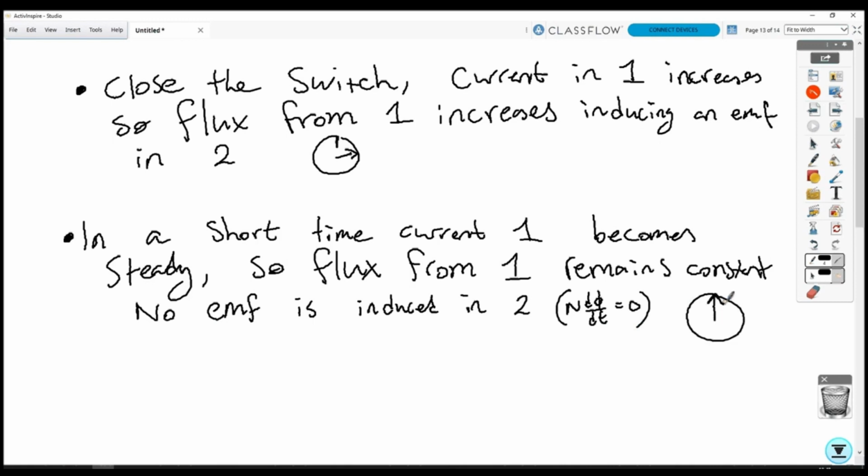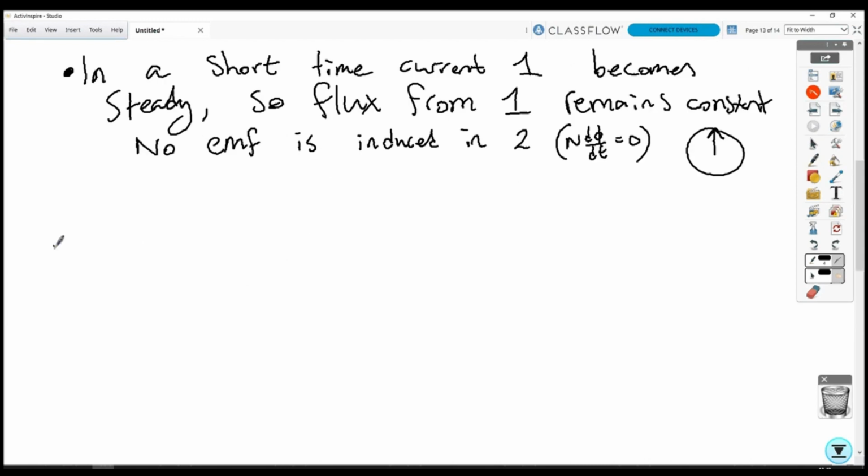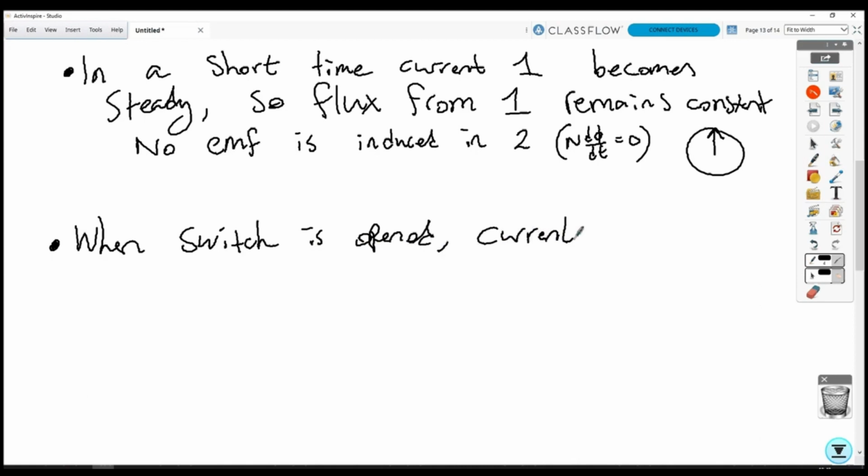If we then open the switch, the current drops from its maximum value to 0. Again, this is not instant. It might be very fast, but it's not instant. So in slow motion, we would see it drop.